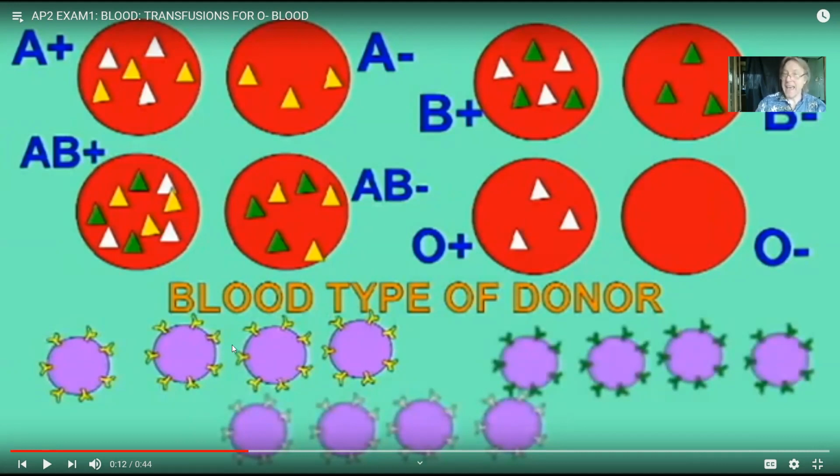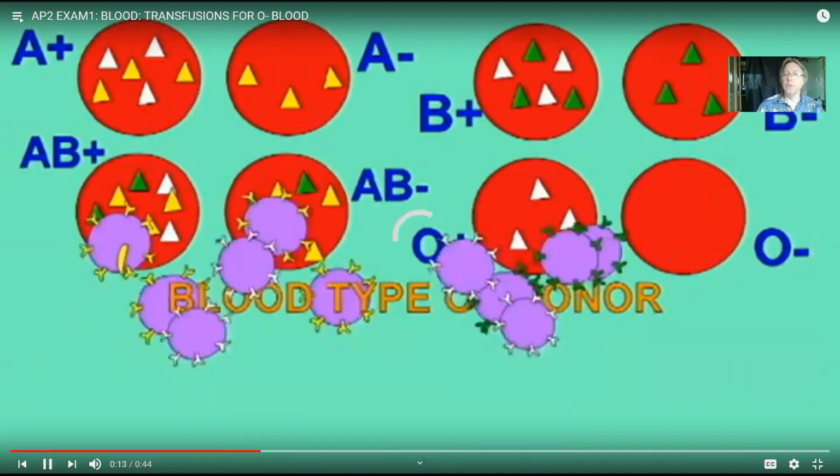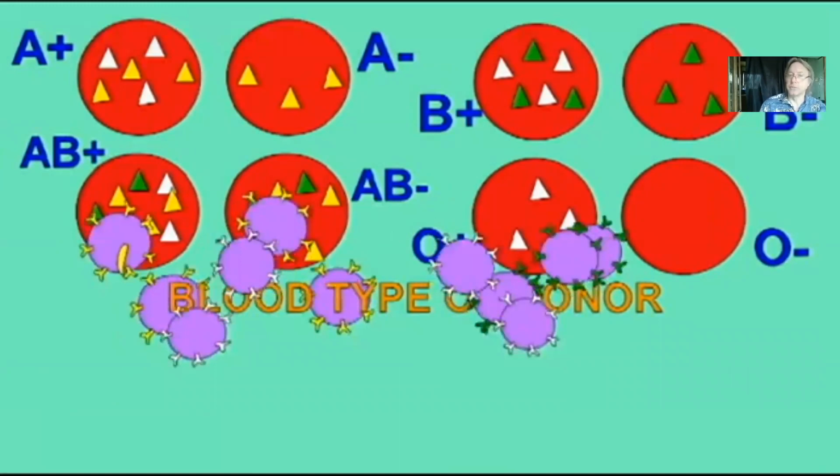If I attack A, you can't give me blood with an A in it. If I attack B, you can't give me blood with a B in it. If I attack the Rh factor, the positive, you can't give me blood which is positive. So once you know what antibodies someone makes, you now know the blood that they can't receive.